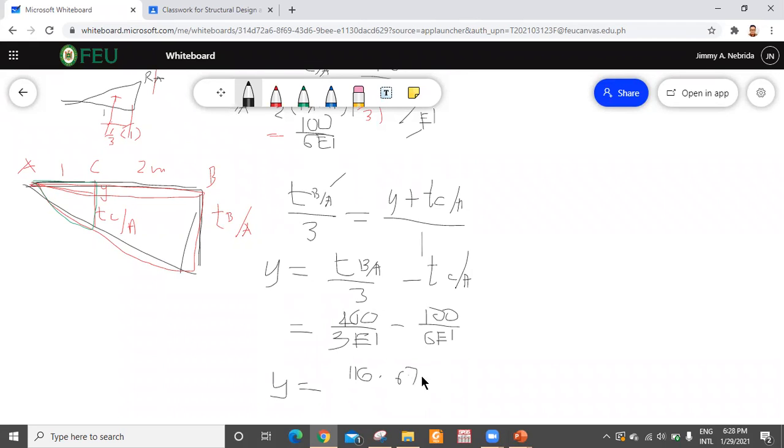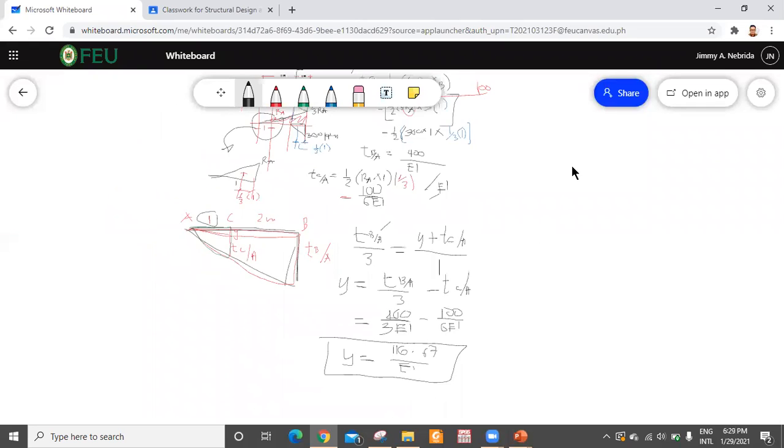116.67. This is from my calculation. You can check it with your calculator. It is just this one, you multiply by 2, this becomes 800 over 6. 800 minus 100 is 700, so that becomes 700 over 6. 700 divided by 6 is equal to 116.67 over EI. So this one is the value of your deflection at a distance 1 meter from point A.